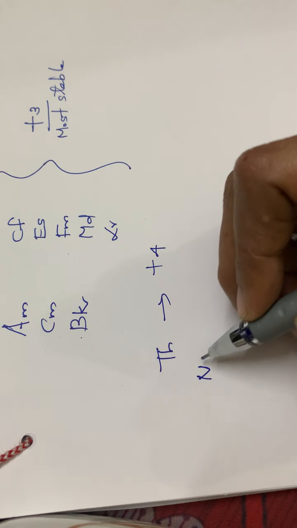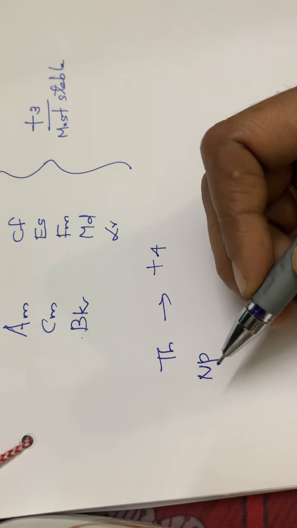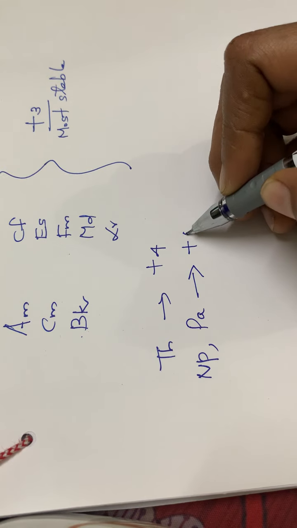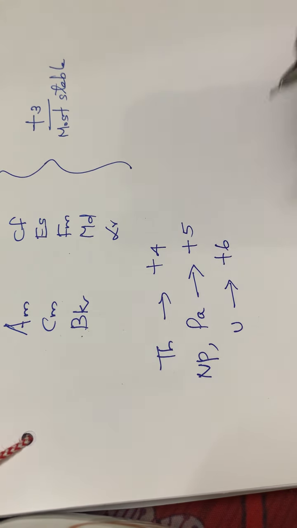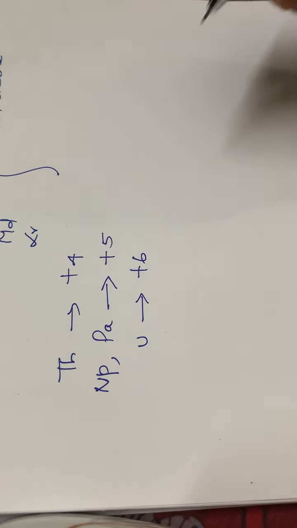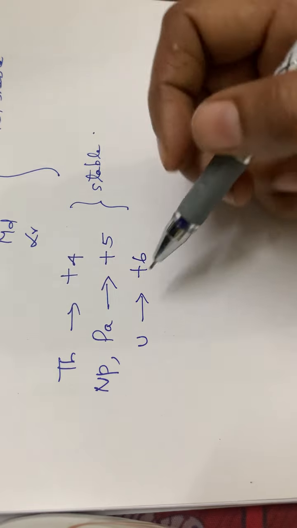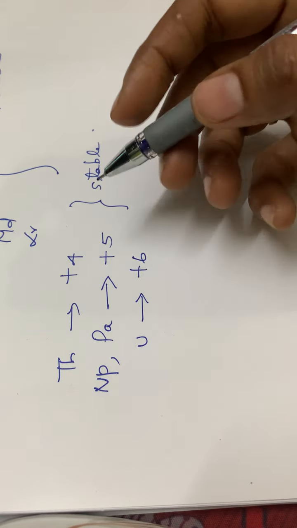For neptunium as well as protactinium, +5 is stable. Then for uranium, +6 is stable. These are some of the stable oxidation states: thorium +4, neptunium and protactinium +5, then uranium +6.